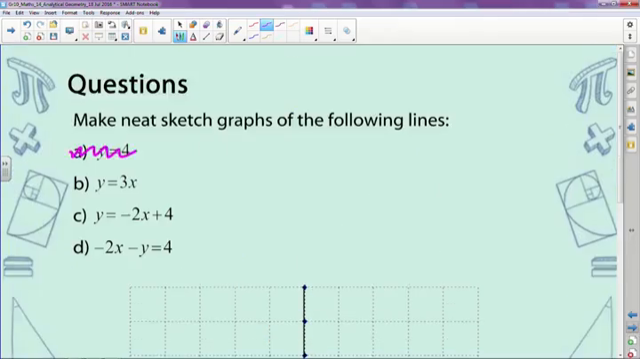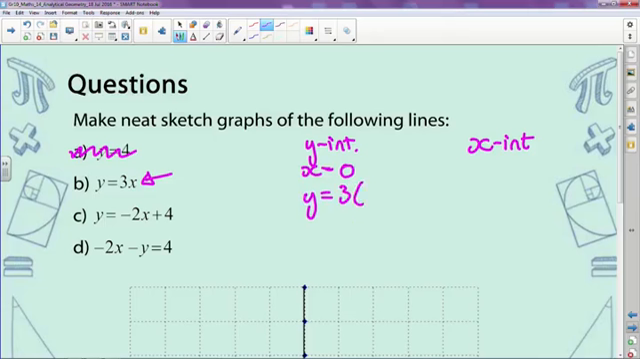We've done y equals 4. Now let's do y equals 3x. Once again, I like to plot things by looking at the y-intercept and plotting that, and looking at the x-intercept and then plotting that. To find the y-intercept, we make x equal to 0. So let's substitute that in. x equals 0, which means y equals 0. Oh, this looks interesting. Our y-intercept has a value of 0, 0.